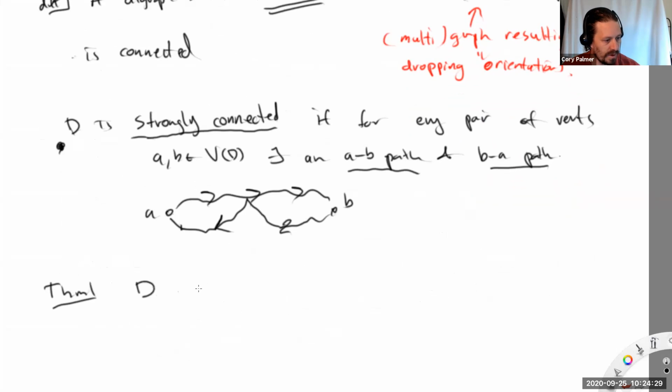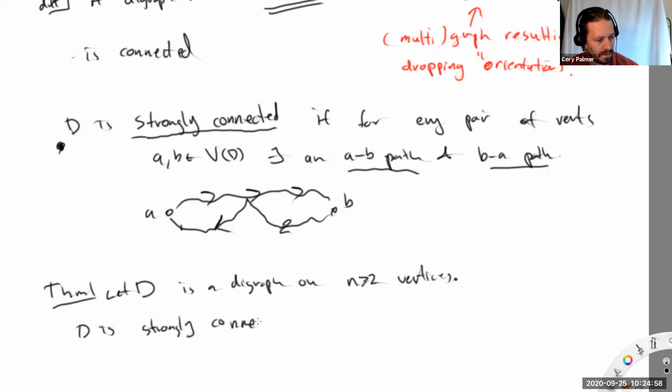That's fine. So let D be a digraph on at least two vertices. I don't know, this isn't how I meant to write it, but that's fine. Then D is strongly connected if and only if there exists a closed spanning walk in D.